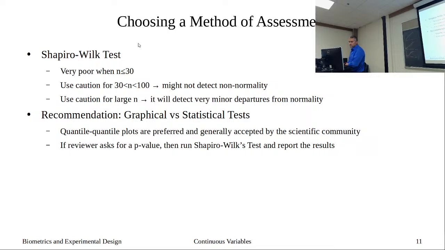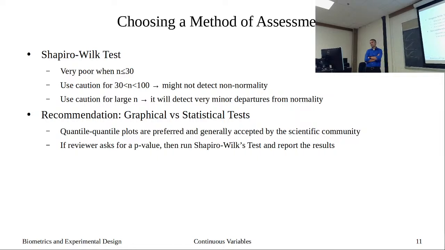All right, so why don't I recommend Shapiro-Wilk? It is susceptible to sample sizes. The Shapiro-Wilk test is poor anytime we have a sample size of less than 30. Less than 30, you almost will never find non-normal data. Really bad. If you're between 30 and 100, same situation. You might not detect non-normality.